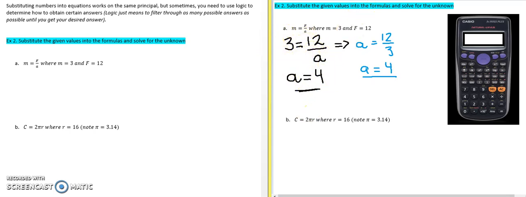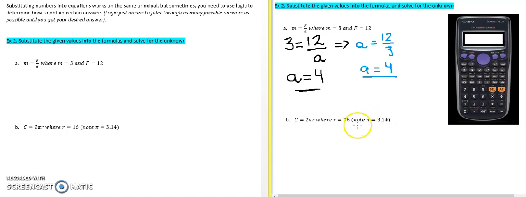Okay. Alright, next question. C is equal to 2 times pi times r, where r is equal to 16. And just note that pi is 3.14. Now you can use 3.14, or you can use a pi button, which is on here. But in this case, because the question says use 3.14, we can go ahead and use that.